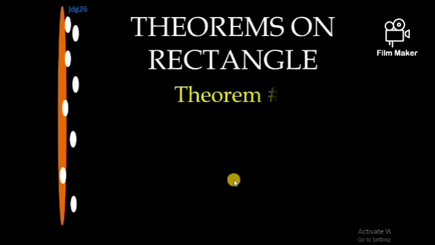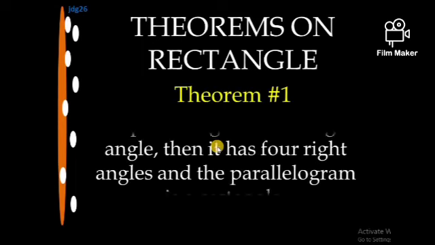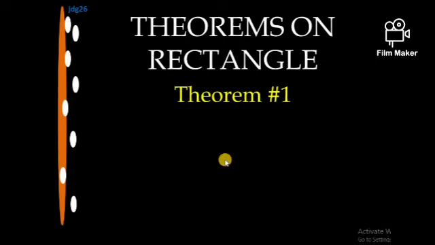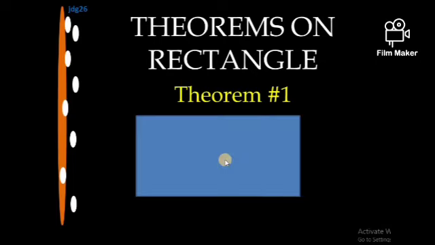Theorems on rectangle. Theorem number 1. If a parallelogram has a right angle, then it has 4 right angles and the parallelogram is a rectangle. Let's have an illustration. If this is a parallelogram and it has one right angle, it means the remaining angles are also right angles, and the measure of each right angle is 90 degrees.